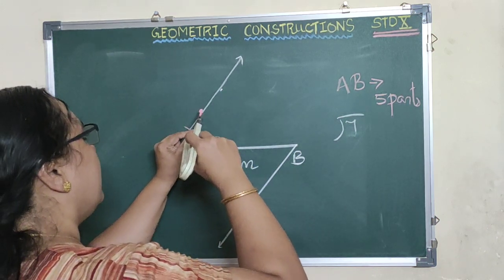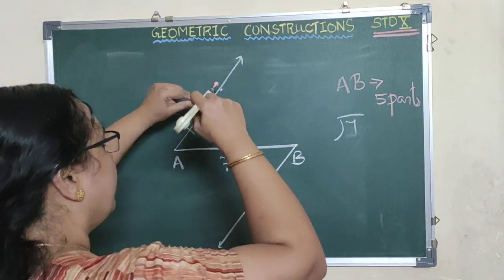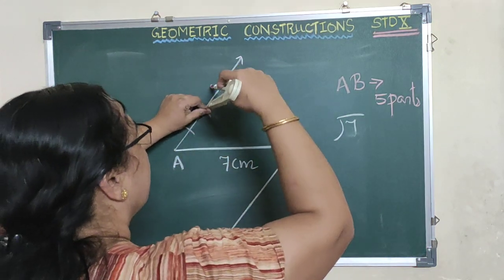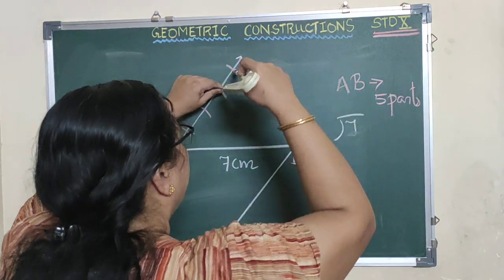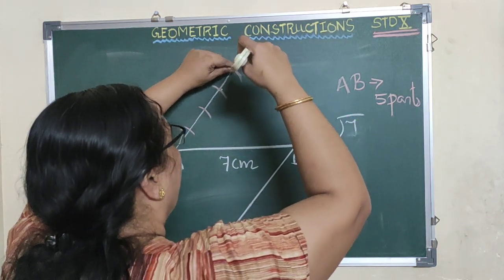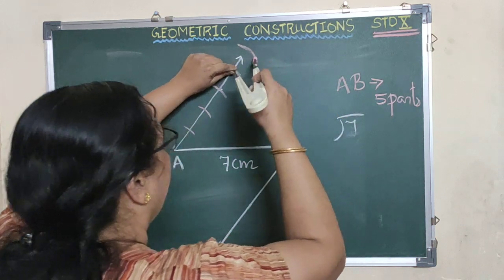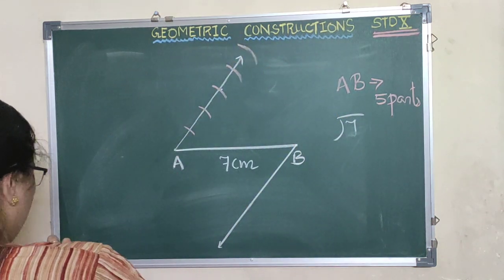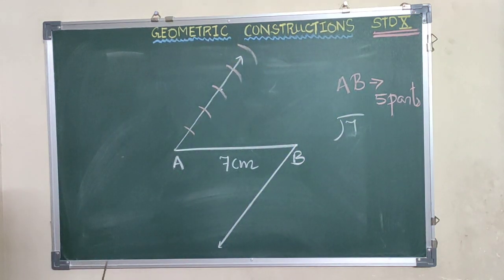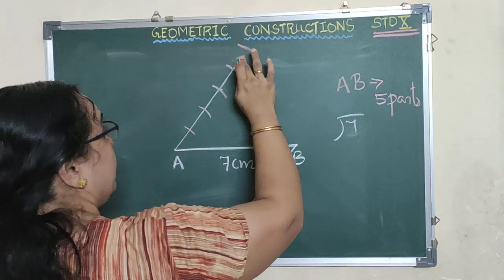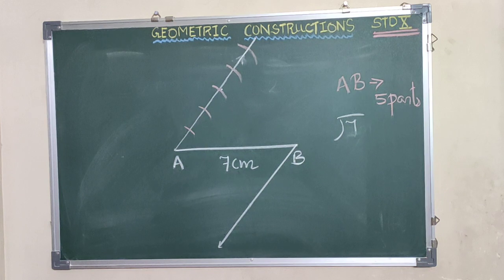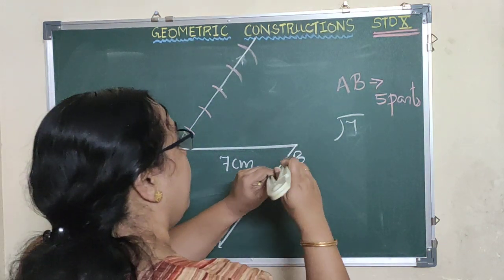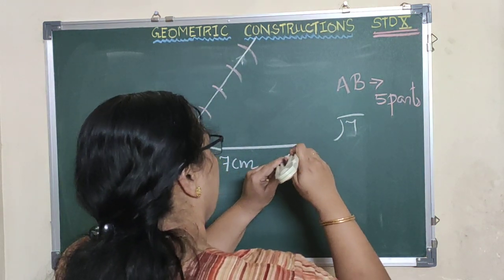1, 2, 3, 4 and 5. That means I have to extend my ray further, right? So please do the needful there. Okay. Keeping the same distance, go to point B, continue the same process.